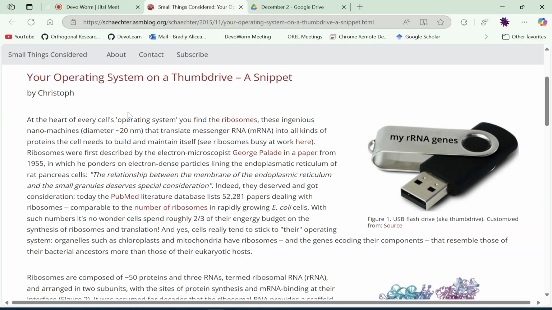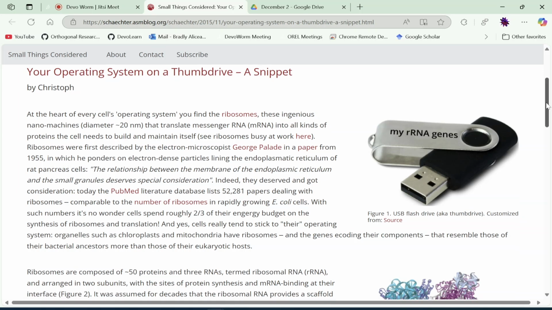This is by Christoph. I think it's the American Society for Microbiology blog. So it's a blog post. It starts off: at the heart of every cell's operating system, you'll find the ribosomes.